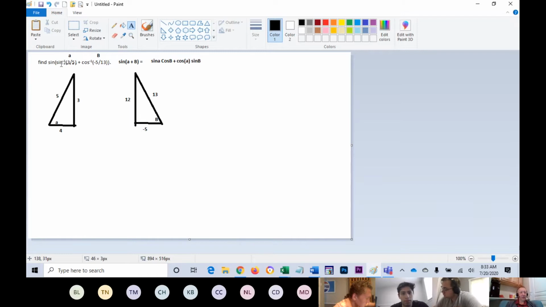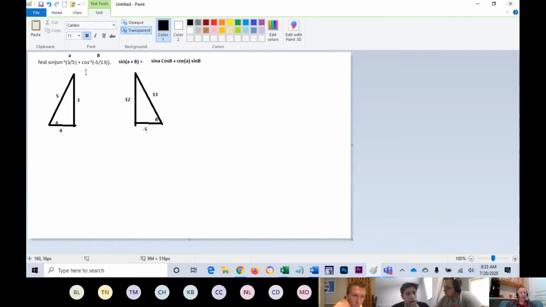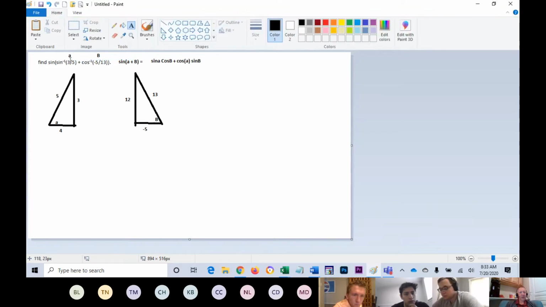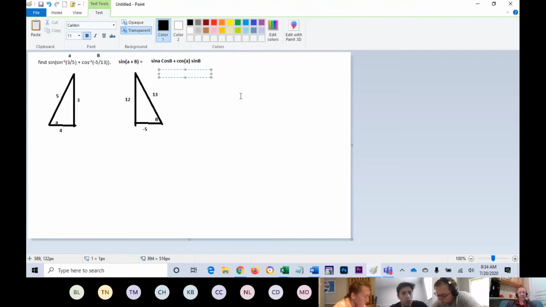Because really this is just an angle here and the cosine, this is just another angle here. So inside here, we've just got the sine of alpha plus beta. So what's the sine of alpha again? 3/5. Then what's the cosine of beta? -5/13.